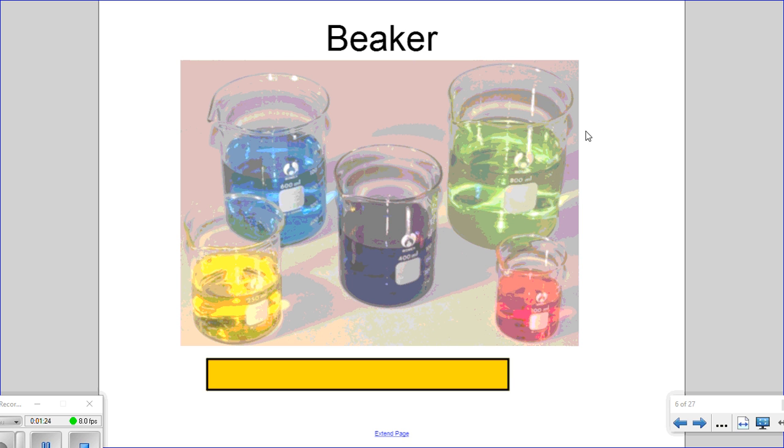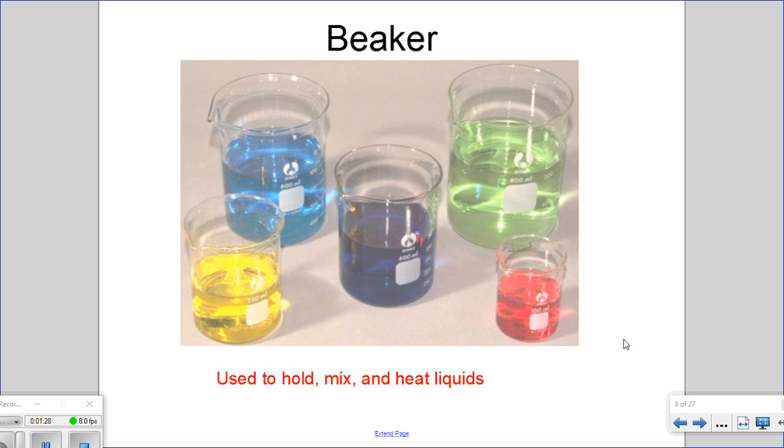Next we have beakers. Beakers come in varying sizes and can be used to hold, mix, and heat liquids. Now, we never store liquids in a beaker. They're just meant for temporary storage as we are using that liquid.